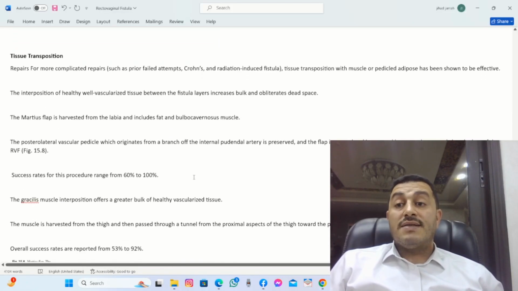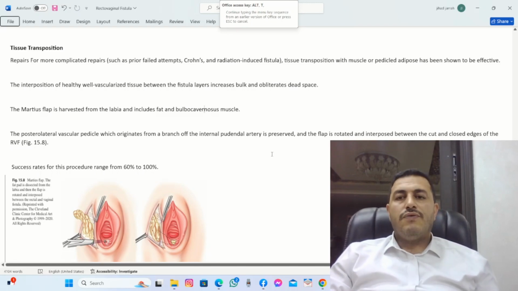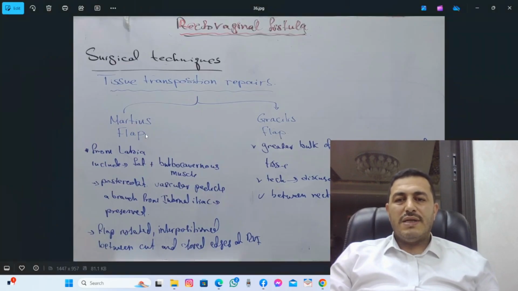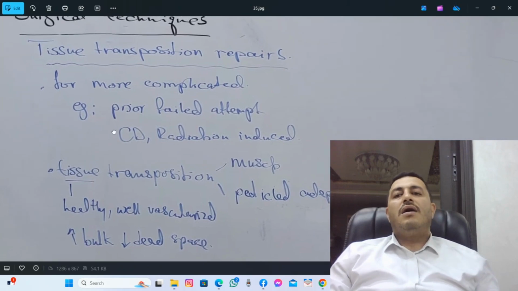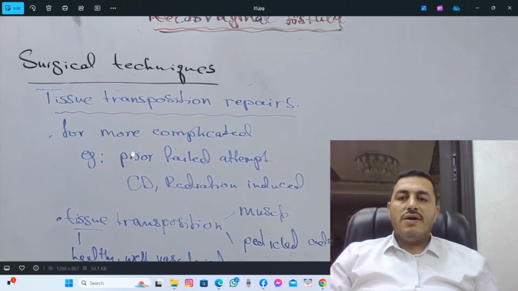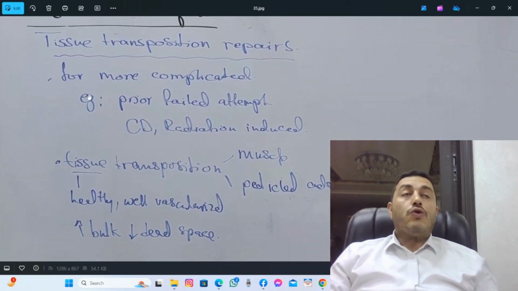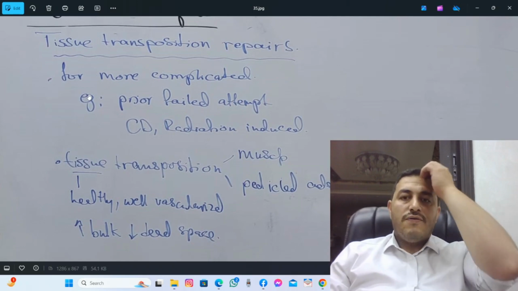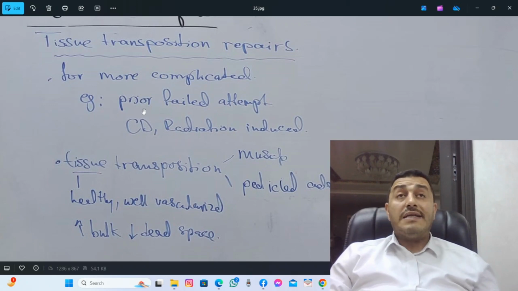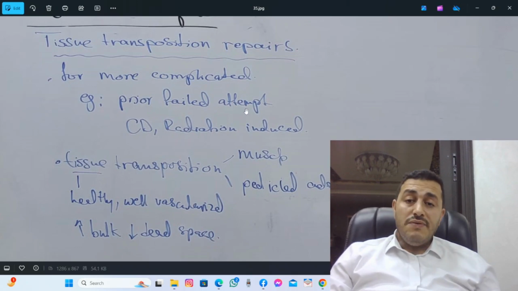Regarding tissue transposition for rectovaginal fistula, unfortunately you will not find a clear guideline to help you decide when to use it or not. But as a general rule, for fistulas more complicated than those previously mentioned, such as those with a prior failed attempt, we use a transposition flap, or transposition tissue, to decrease the dead space and enhance the strength of the rectovaginal septum, such as in a previous failed attempt or Crohn's disease. In radiation-induced rectovaginal fistula, we use tissue transposition.